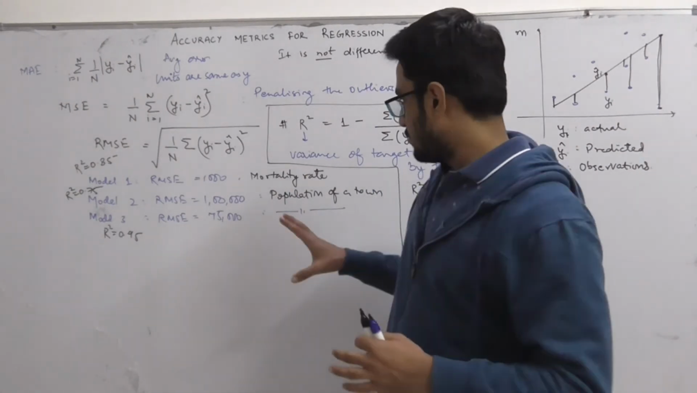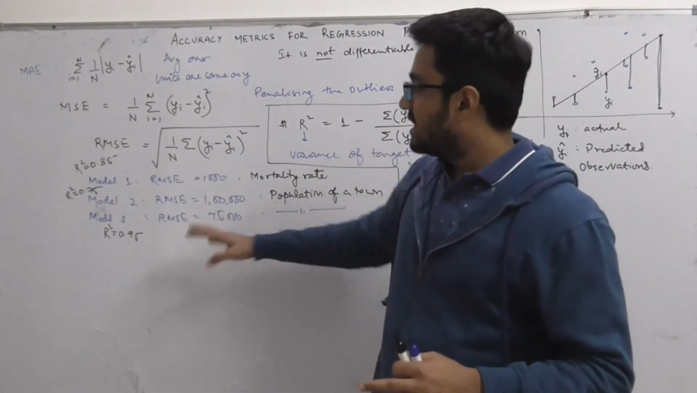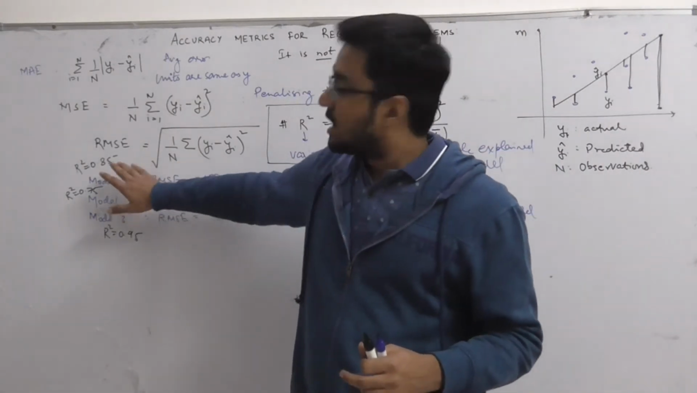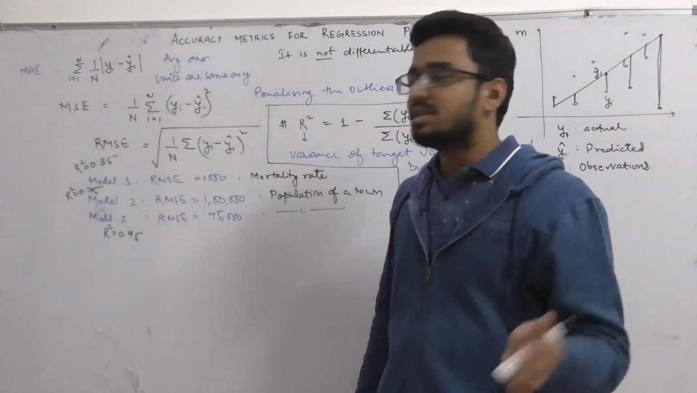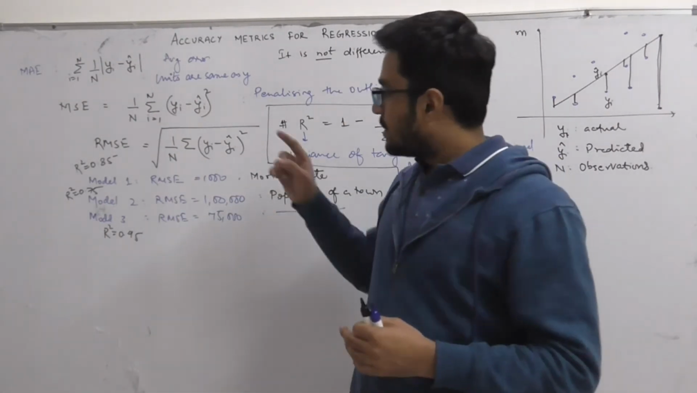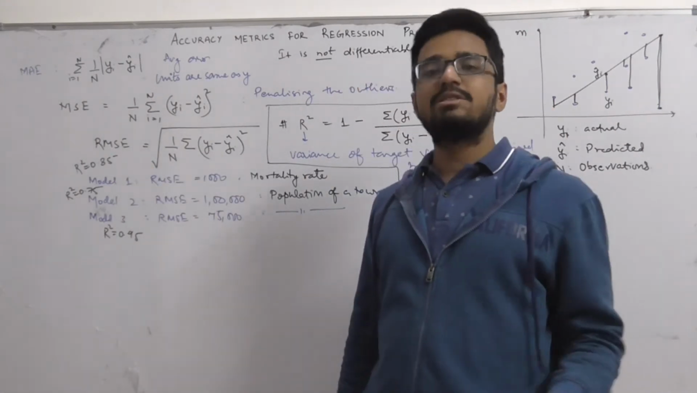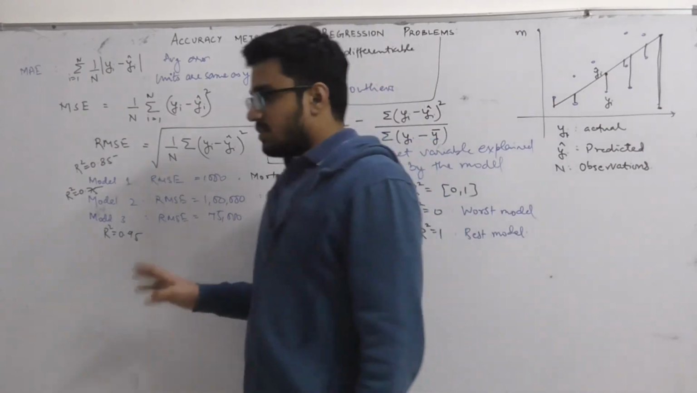I understand that both of the models are predicting different things, but yes, we can improve on that. If this R square value is around 0.98 or 0.97 and RMS is 1000, then it is okay, then it is a good model. But if it is 0.5, we have a chance to improve that model. So this was R square.